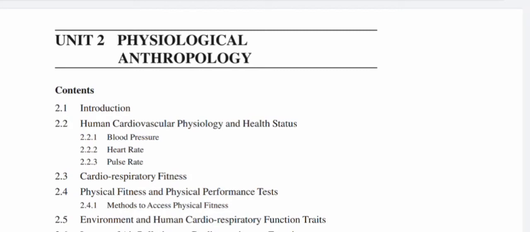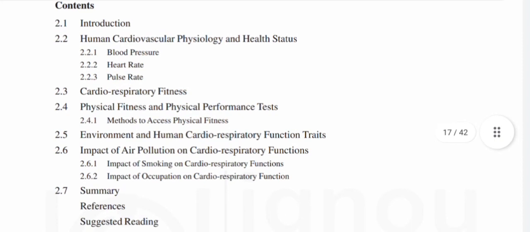First, introduction part, then human cardiovascular physiology and health status, in which blood pressure, heart rate and pulse rate we will discuss, and after that cardiorespiratory fitness, physical fitness and physical performance test, in which methods to assess physical fitness we will discuss. After that, environment and human cardiorespiratory function traits and impact of air pollution on cardiorespiratory function, in which impact of smoking on cardiorespiratory function we will discuss, impact of occupation on cardiorespiratory function we will discuss. At the last, we will discuss the summary.